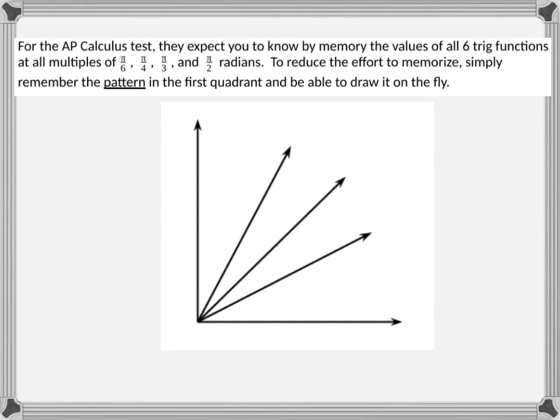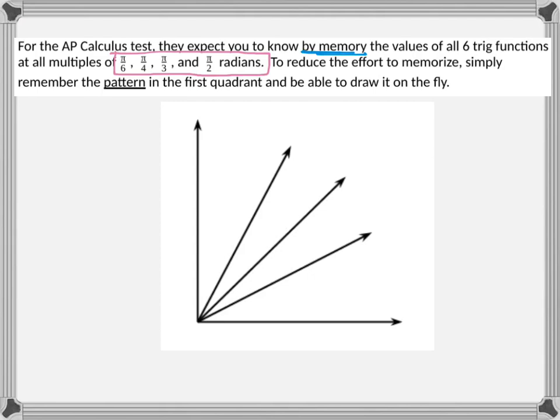So what is it that you need to know about the unit circle for the AP Calculus test? Well, they expect you to know by memory the values of all 6 trig functions at all multiples of pi over 6, pi over 4, pi over 3, and pi over 2 radians. That's a lot to memorize. It would be pointless to try to just memorize every single value at all those multiples. Your brain couldn't contain it.